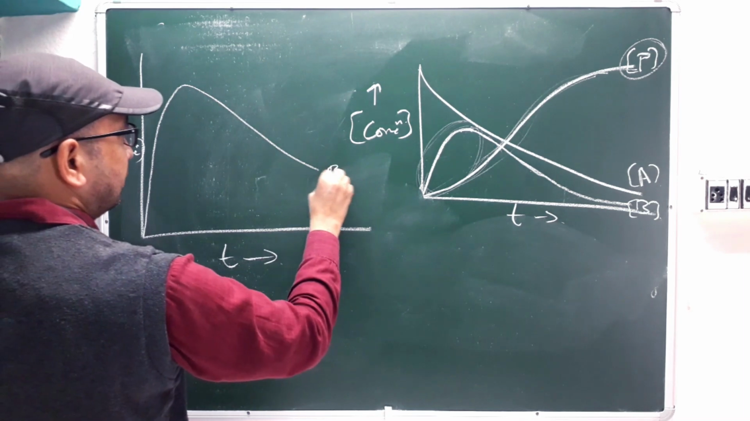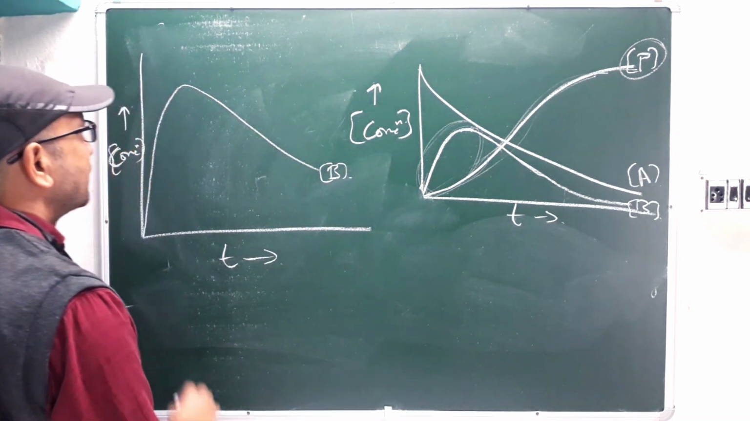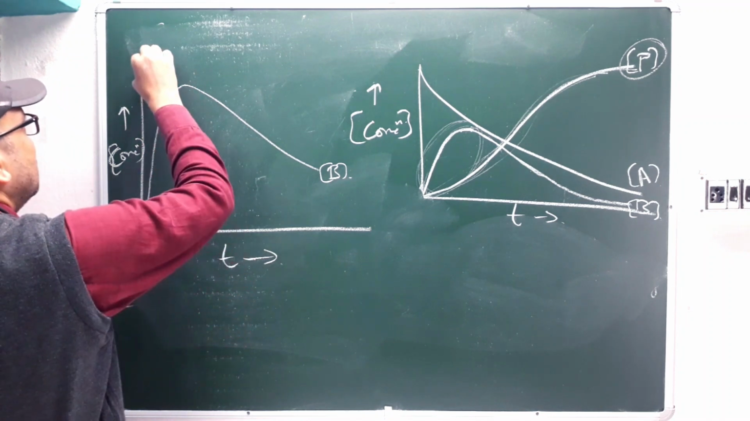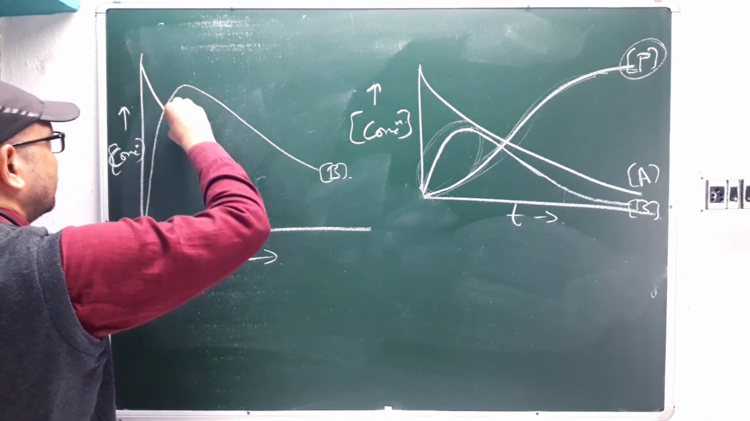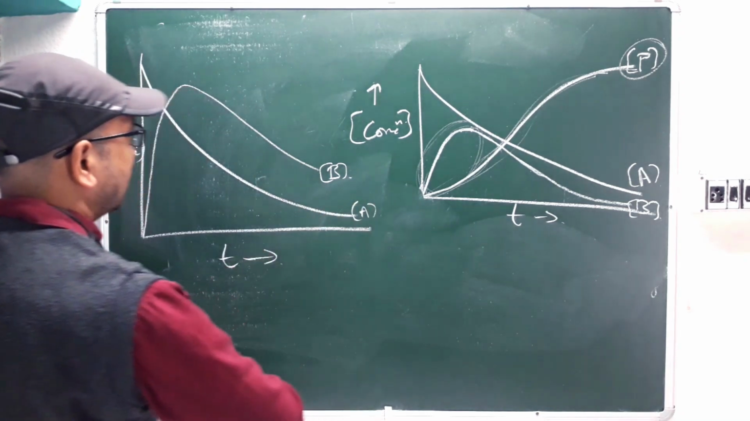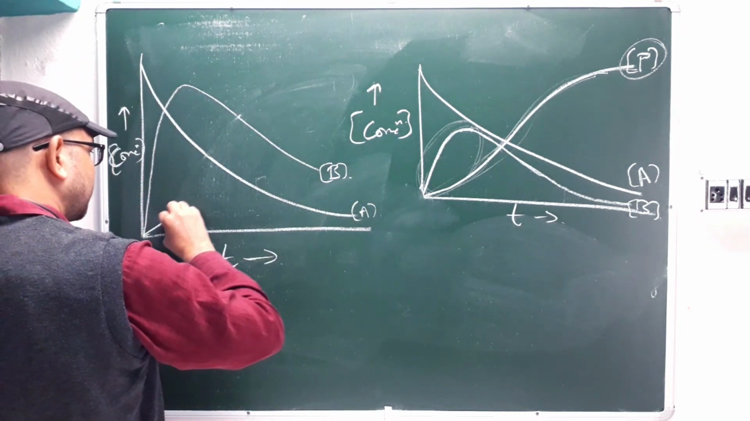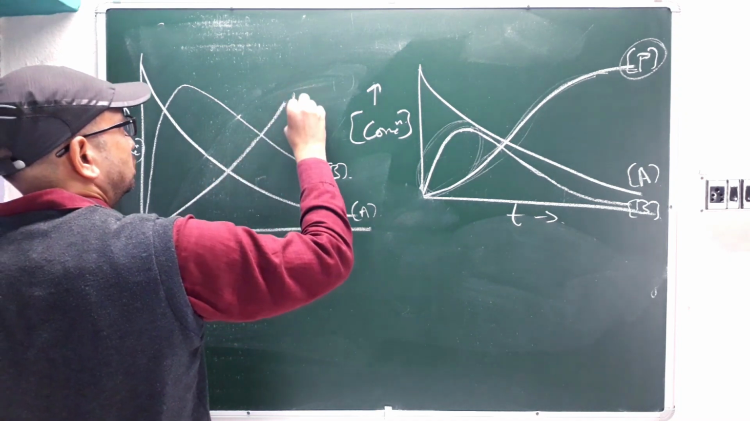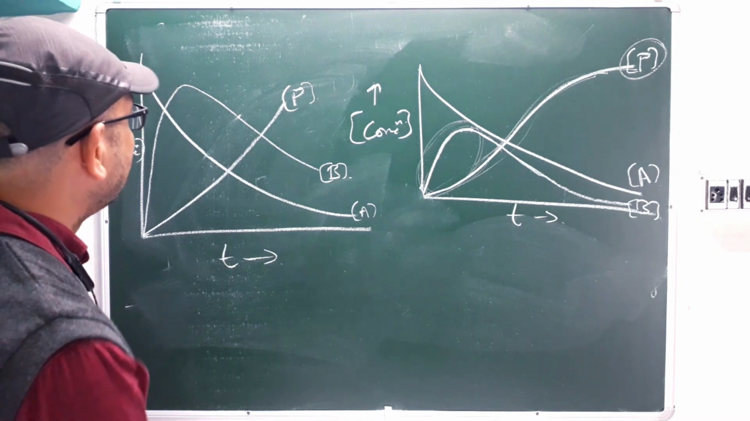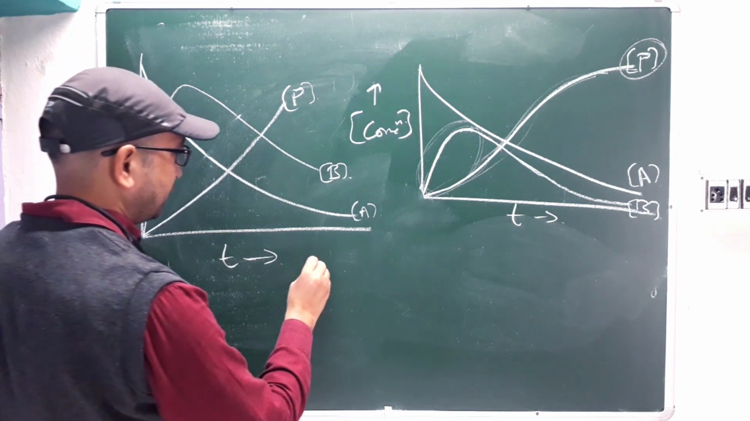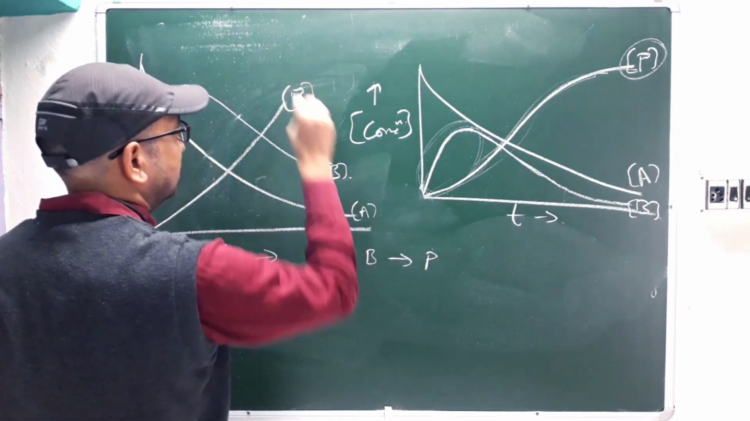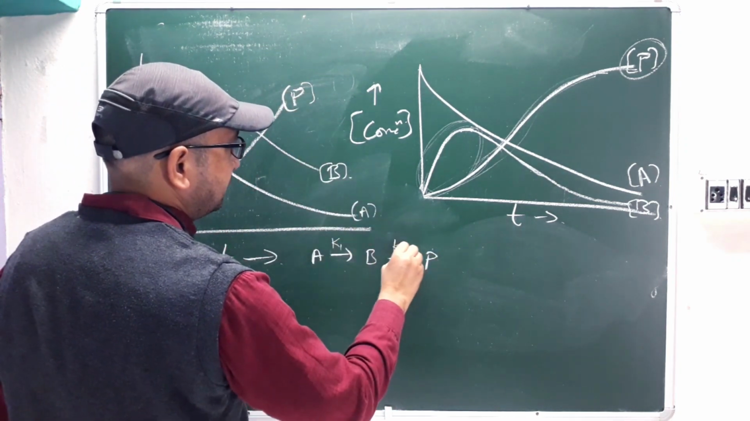This is B, and then this concentration will also come down. This is A, and one more will be there. This will be your P, correct? Now in this graph you see it, so A to B and B to P. So this is K1, this is K2.